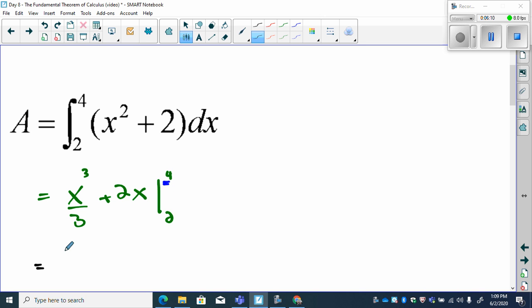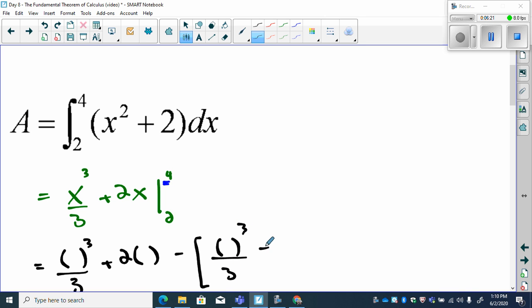So I'll fill a 4 in first. Then I'll fill a 2 in. And then I'll subtract. So the 4 goes here. Remember, it's capital F at B minus capital F at A. And B is 4 and A is 2.